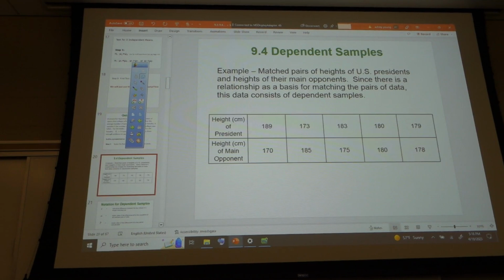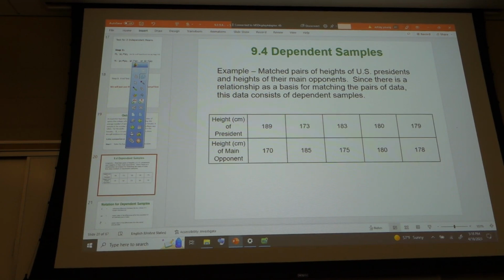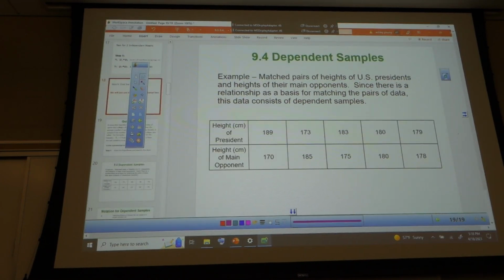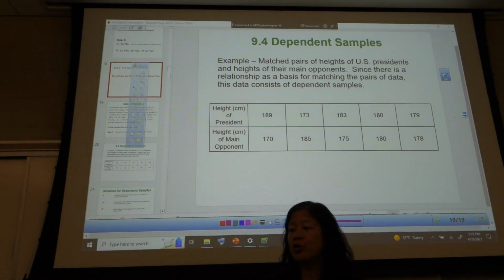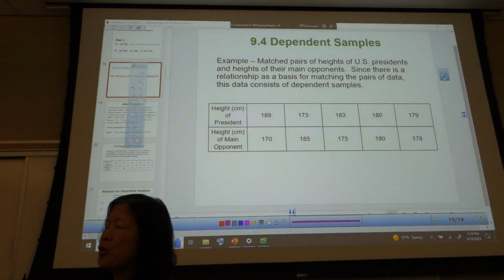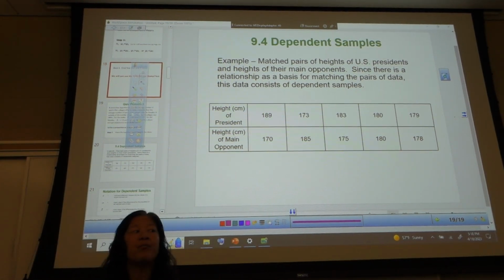Okay, everyone feeling good with this? Perfect. Now we're going to hop into dependent samples. Dependent samples are not difficult at all. There are just two little odd things you need to know about them.